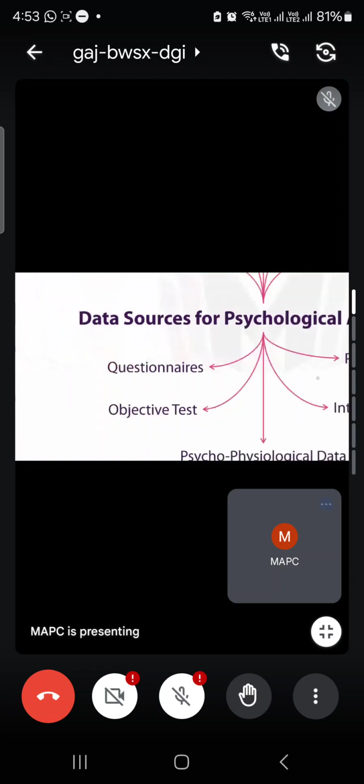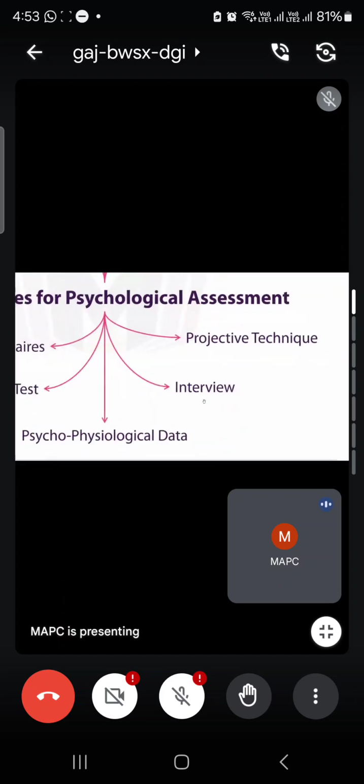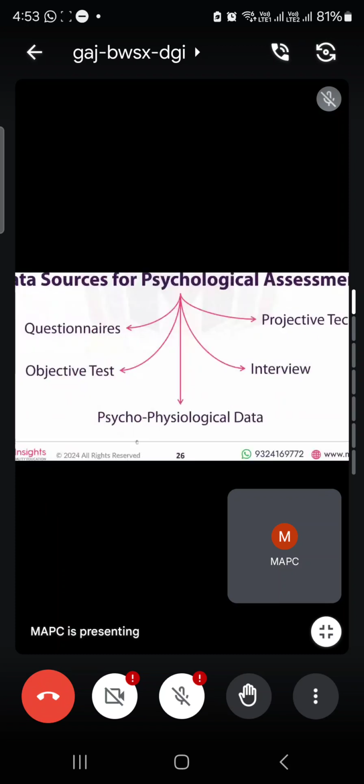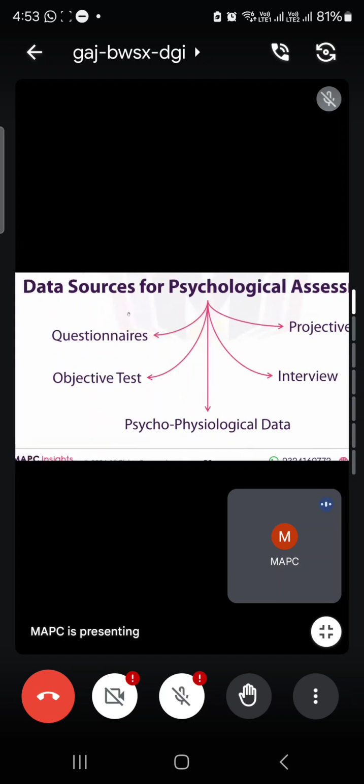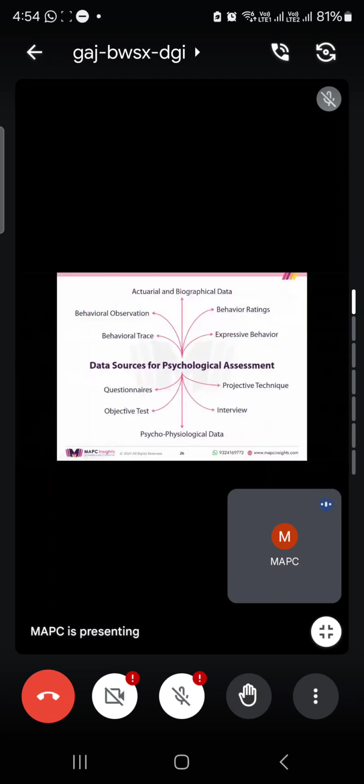One of the data sources is the interview. Psychophysiological data, like MRI, PET, CT scan. These are the various psychophysiological data. We are going to see that now only. Objective tests I already told you, and the questionnaires. So these are the various data sources for psychological assessment.